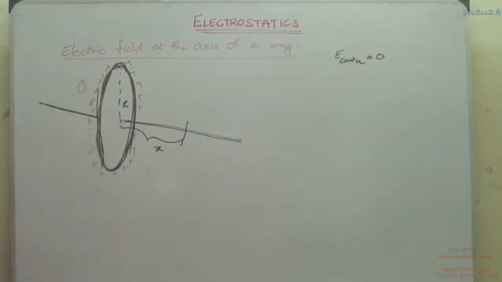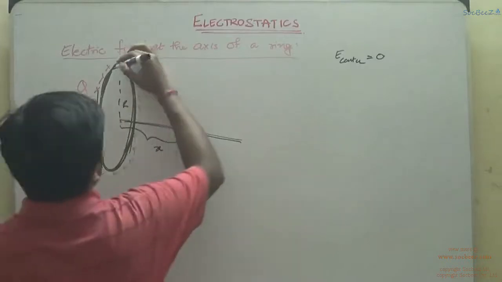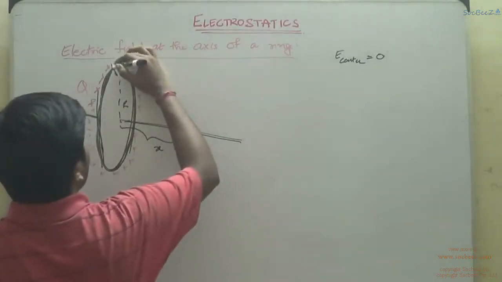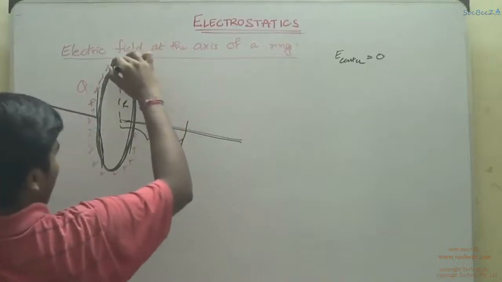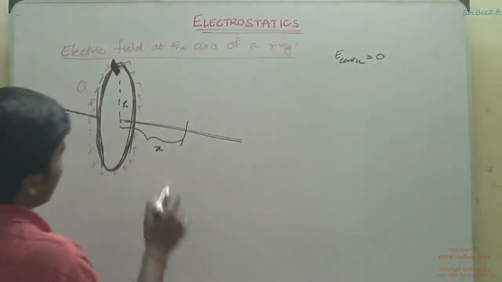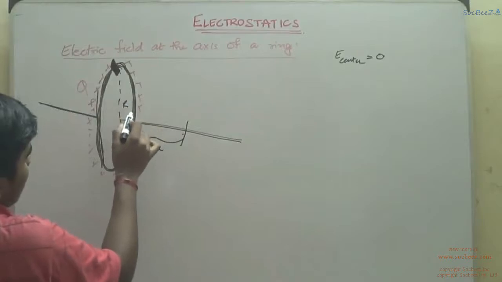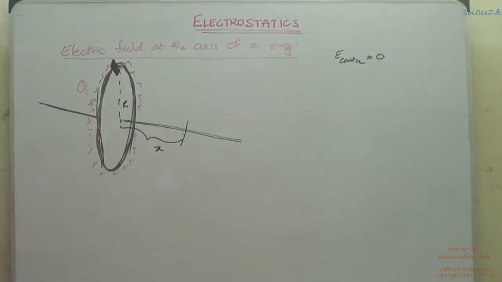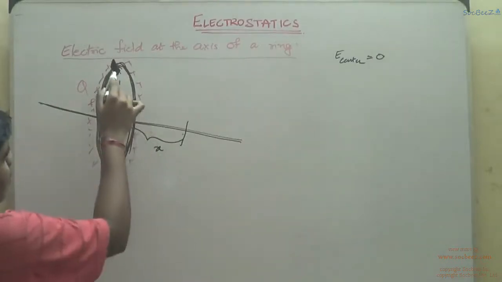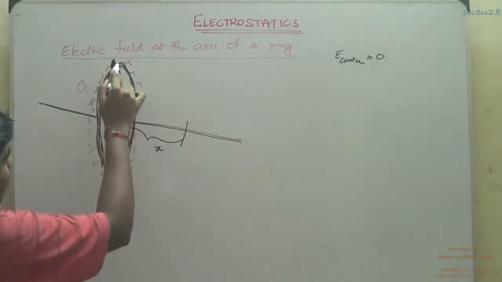Let the charge be q. So see, what we do here is randomly take some element, okay? Let this element have a charge dq. So let this be the small element dq.